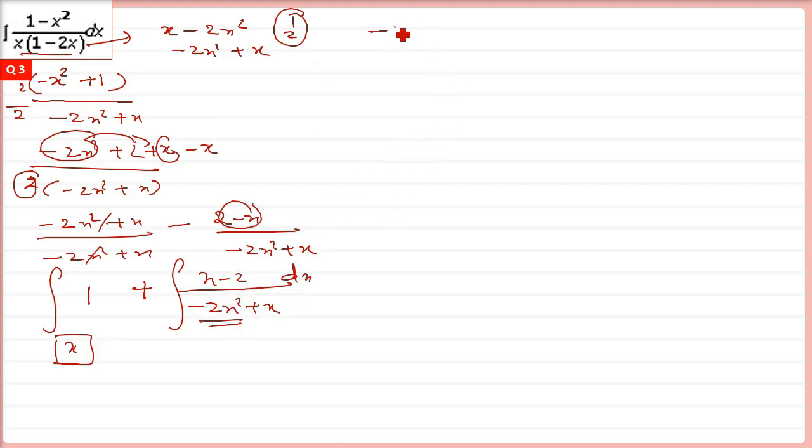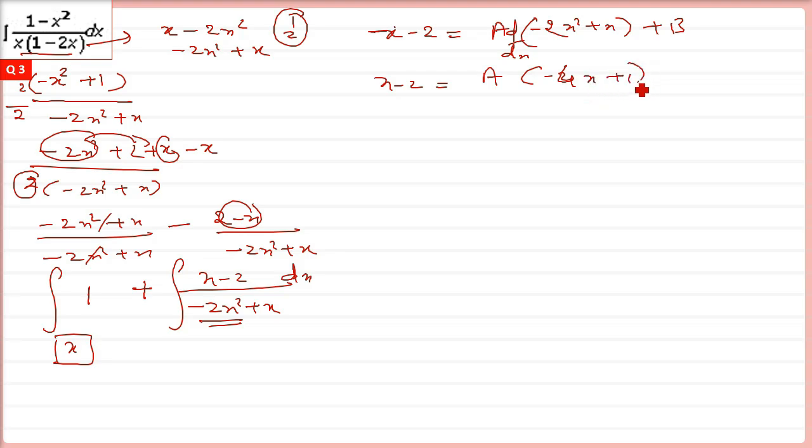Now negative 2x square plus x. So x minus 2 has to be written in a form so that we can have a differentiation of the denominator. That is a into d by dx of negative 2x square plus x as the first term, plus capital B. So this will be x minus 2 equals a into the differentiation of negative 2x square plus x, which will be negative 4x plus 1, plus b. So multiply this: negative 4ax plus a plus b. This will be x minus 2.